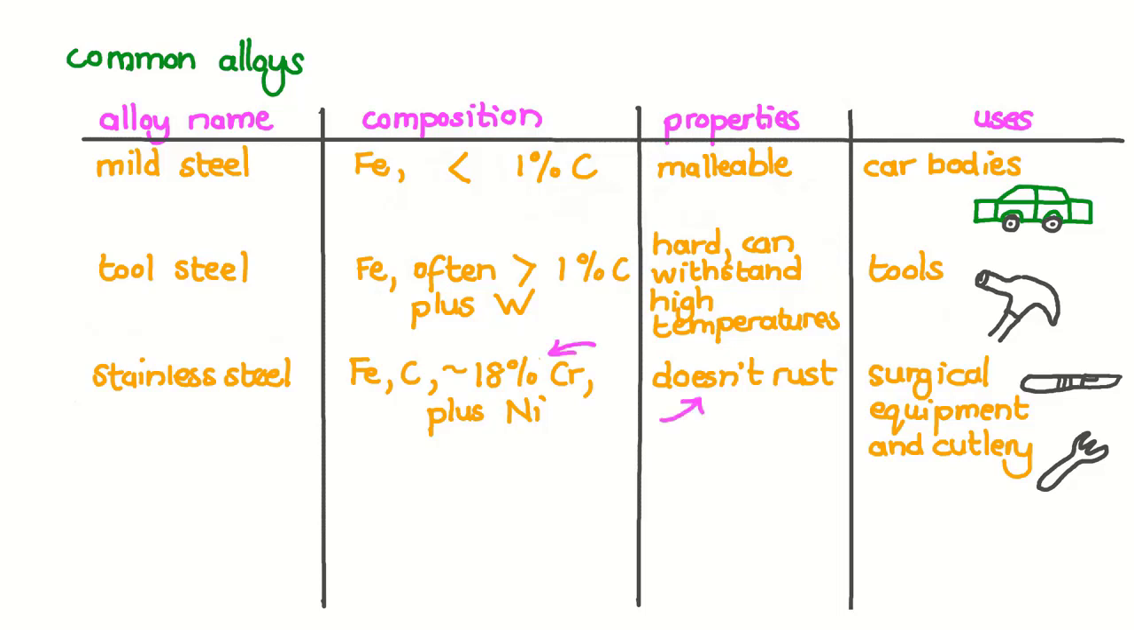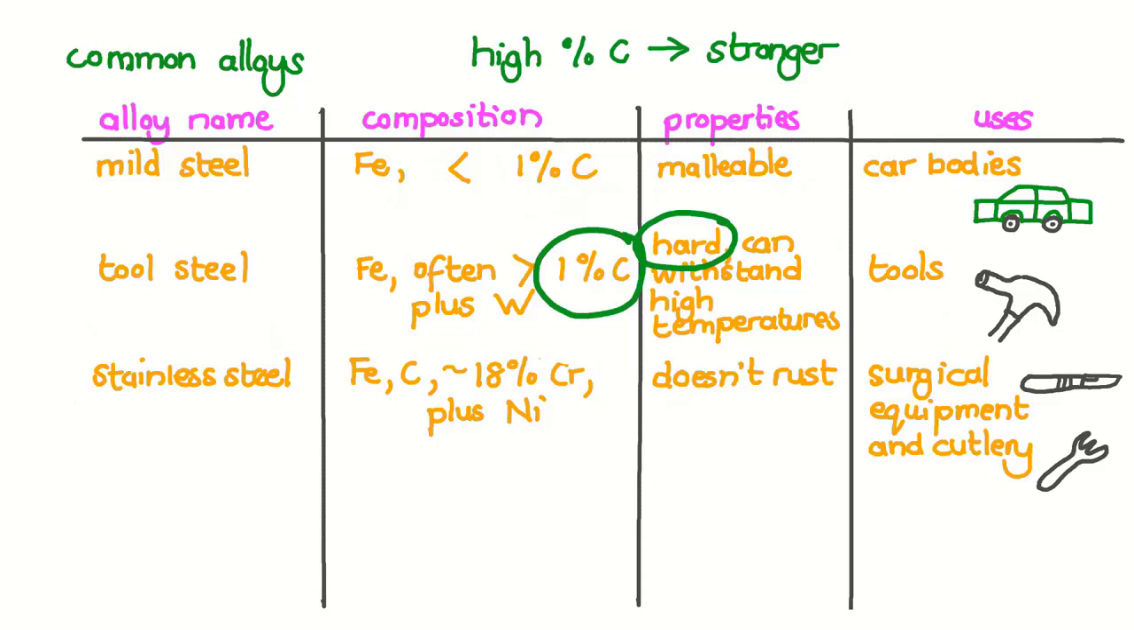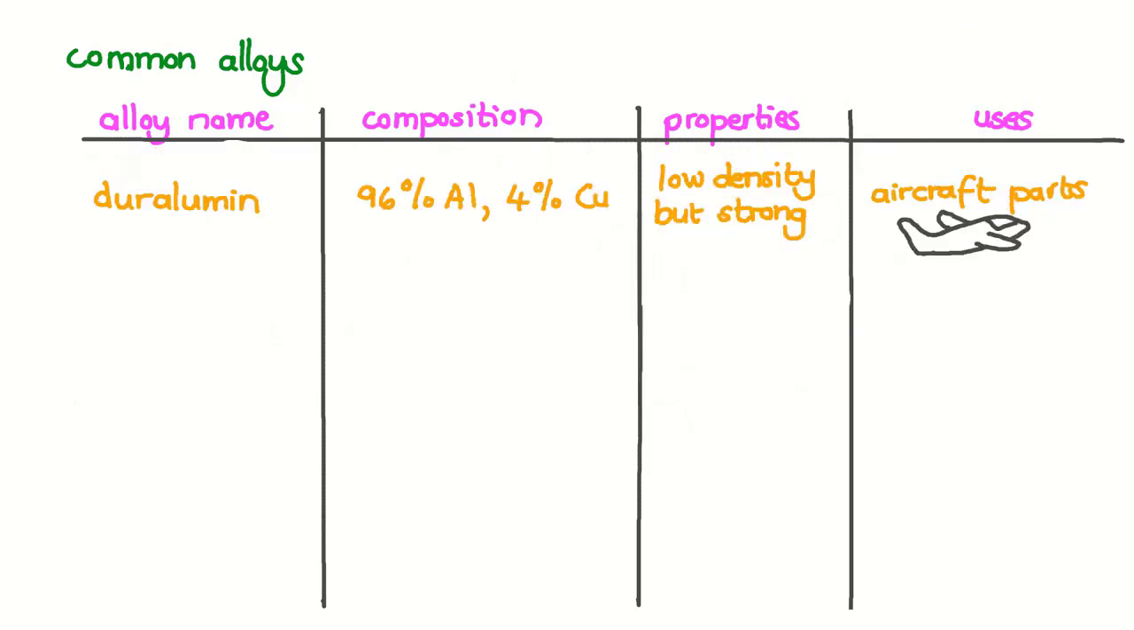Stainless steel usually has a relatively high percentage of chromium as well as other elements like nickel. These prevent this steel from rusting or corroding. Surgical equipment like scalpels as well as cutlery for eating are usually made from stainless steel. It's important to remember that a higher percentage of carbon makes steel stronger, but also makes the steel more brittle because it is less malleable.